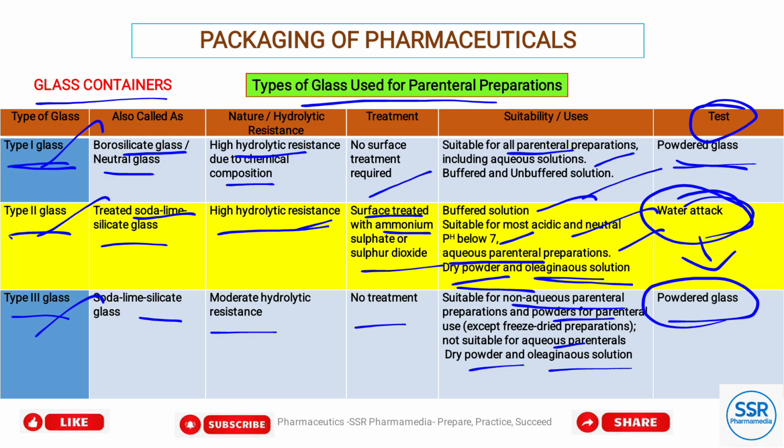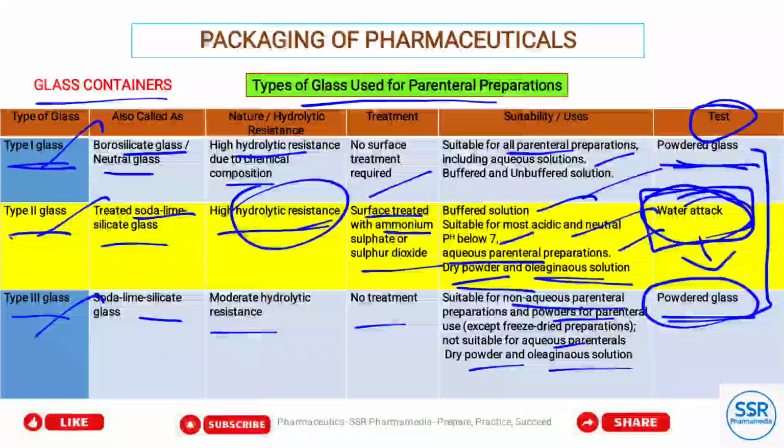So type 1 and type 3 require the powdered glass test, and type 2 requires the water attack test, also called the hydrolytic resistance test.